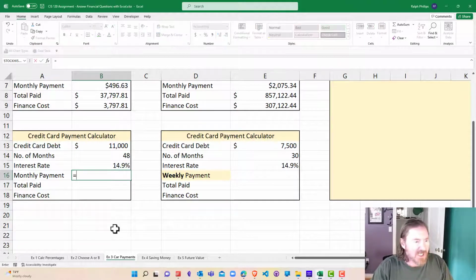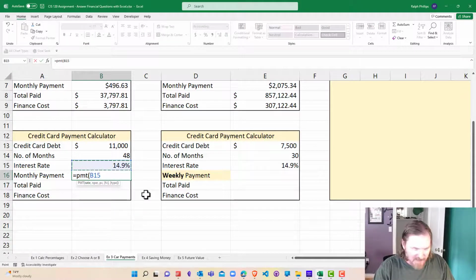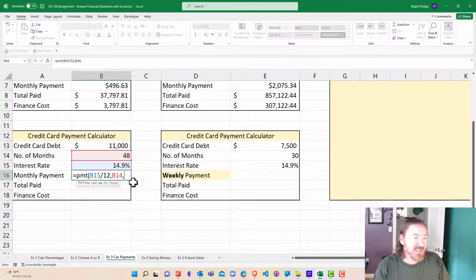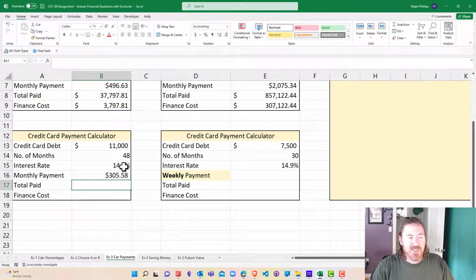My monthly payment will be equal to PMT, opening parentheses, my rate, my annual rate divided by 12, comma. My number of periods is in months, 48 months, comma. Now, since I don't have a loan amount, well, I kind of do have a loan amount, but there's no down payment. The loan amount is the credit card debt. That's what credit card debt is. It's a loan. You're borrowing that money to buy stuff, and then you pay back the credit card company. Okay, and that's going to be a minus sign with my credit card debt, closing parentheses, press enter, there it is. My monthly payment, assuming I'm not going to add to the balance, is $305.58.